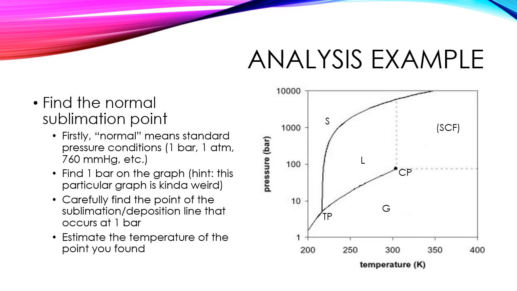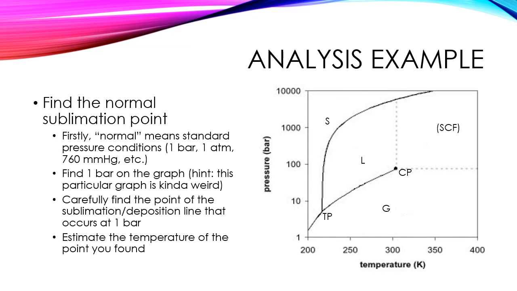So now that you know what the pieces of the graph are, you need to be able to analyze and obtain information from the graph. Our first example here is: find the normal sublimation point for this substance. Firstly, we need to analyze what the word normal means in this situation. Normal means standard pressure conditions, which would be 1 bar, 1 atmosphere, 760 millimeters of mercury, 14.7 pounds per square inch, etc. Any of the standard conditions, which you will learn a little bit more of later.